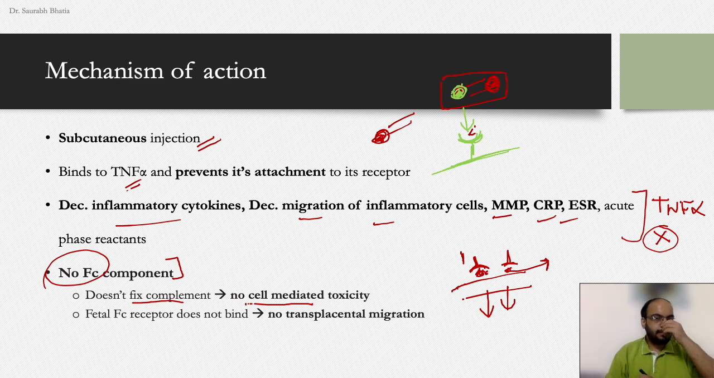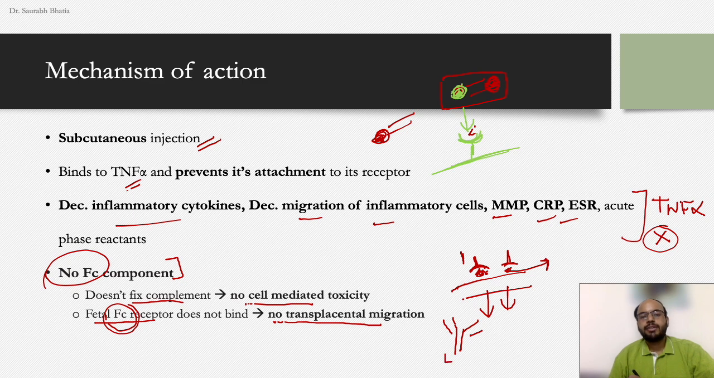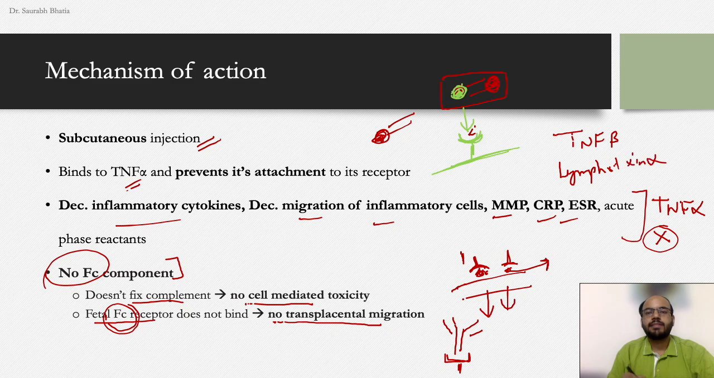Now remember that in pregnant females, in whom you might consider giving certolizumab, the fetal Fc receptor, the receptor in the baby for the Fc component, does not bind to certolizumab. So there is no transplacental migration. Normally, immunoglobulins in the placenta will bind to the Fc receptor in the fetus and will stay there. That is how transplacental migration of immunoglobulin happens. Since certolizumab does not have an Fc component, it does not attach to fetal circulation and thus is not transmitted to the fetus, making it a safer biological for psoriasis in pregnancy. Furthermore, it does not bind TNF beta, which is also known as lymphotoxin alpha. That's an additional point.